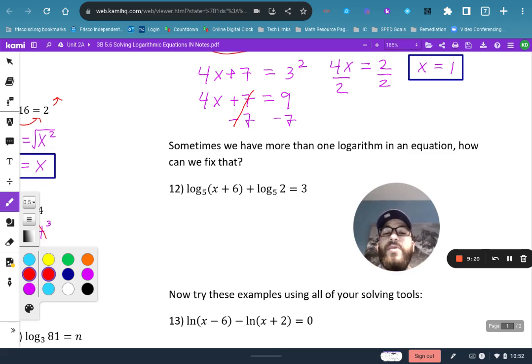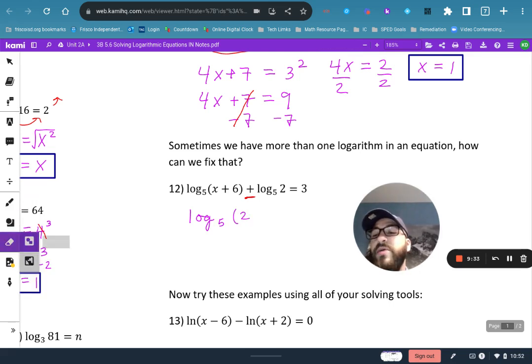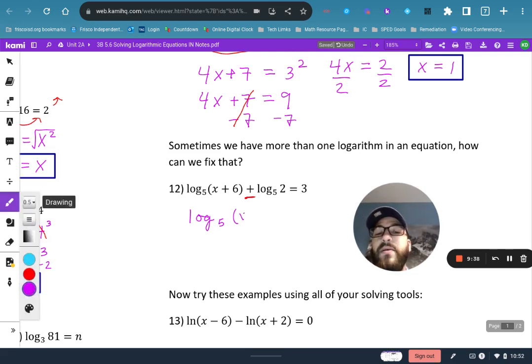In this case, we have this plus sign right here, which means I can combine this into a single logarithm base 5 of x plus 6, times 2, and that's still equal to 3. So when I have those 2 logarithms like such, I can combine them into one single logarithm. Because it's addition on the outside, it becomes multiplication on the inside.